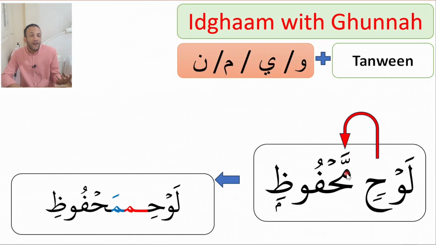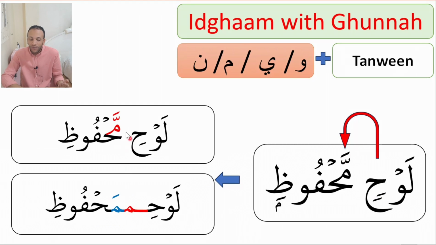So as you will find the shadda already present, when you find mim after tanween and you need to apply this rule, just delete the tanween, don't consider the tanween, but make the function of shadda active. So apply the shadda, and you will pronounce it like here. So can you notice these two words are like these two words?